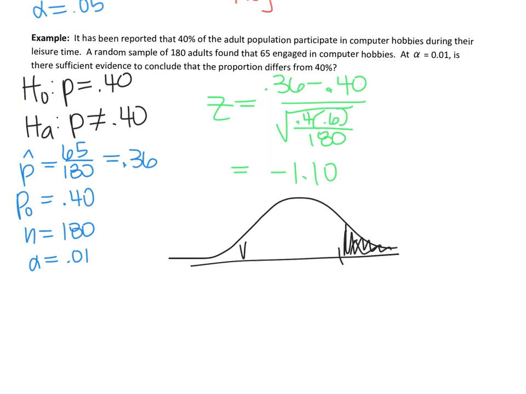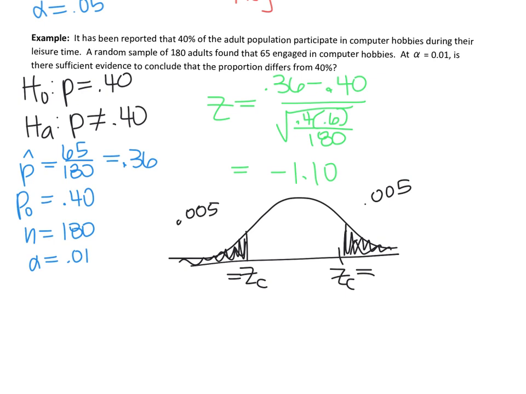So when we are looking at our critical regions, we're actually going to have two in this case. Because we have the does not equal, we have to split up our critical region. So our z-score could be in either critical region, and then we would reject. So when we do that, alpha has to be split in half. So half of 0.01 is 0.005.